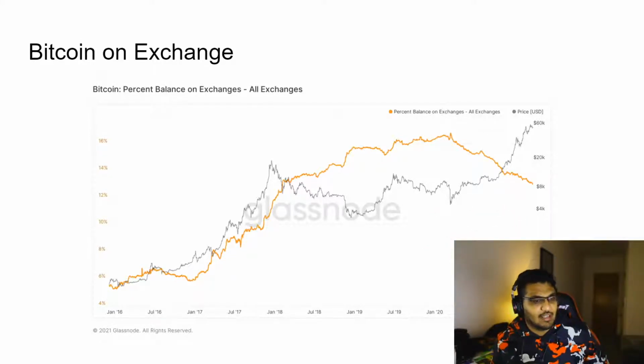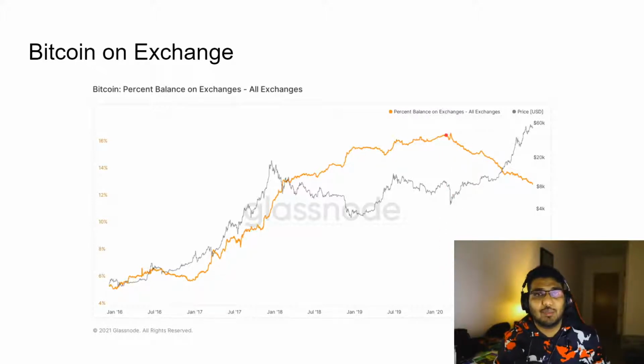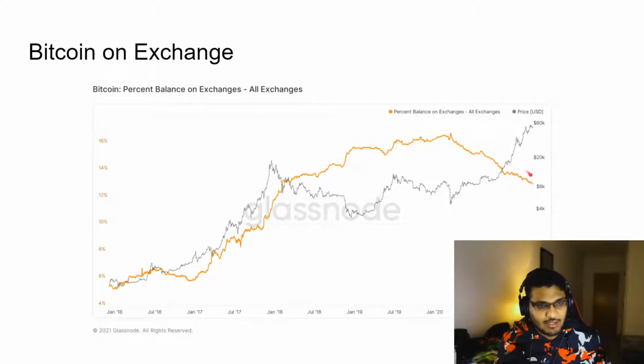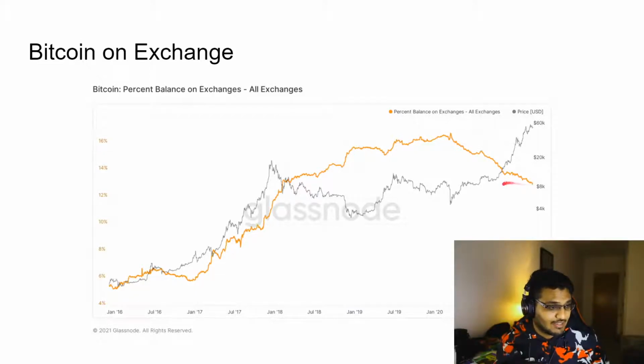And basically, you could see that up until, let's say, March, April, May, June, there was a large amount of Bitcoin on exchanges. But then coming down, look here. The percentage of Bitcoins on exchanges is so low. The last time it was this low was 2018.